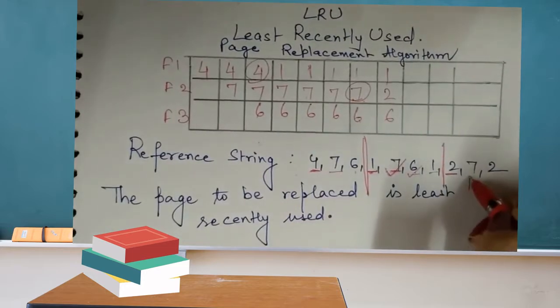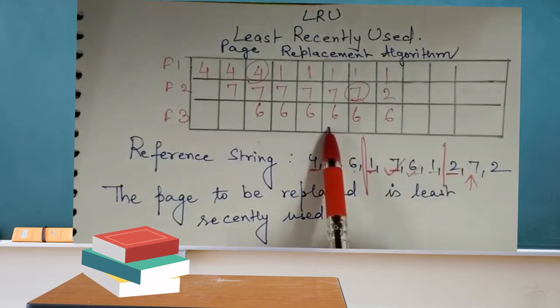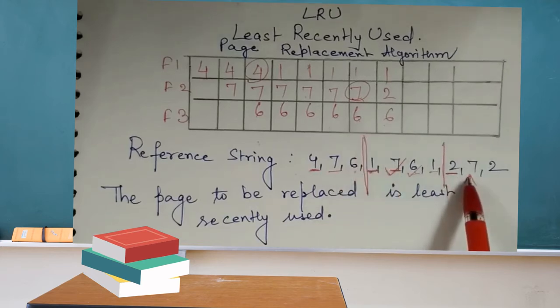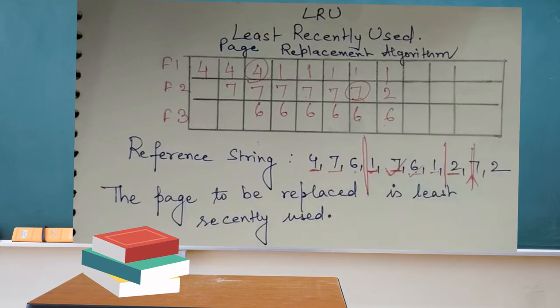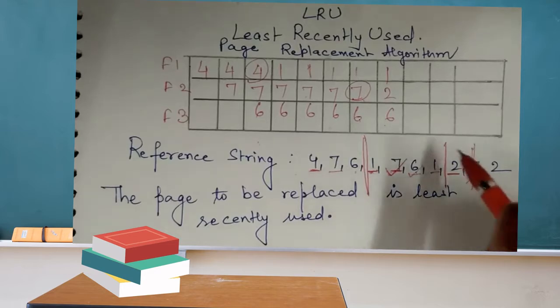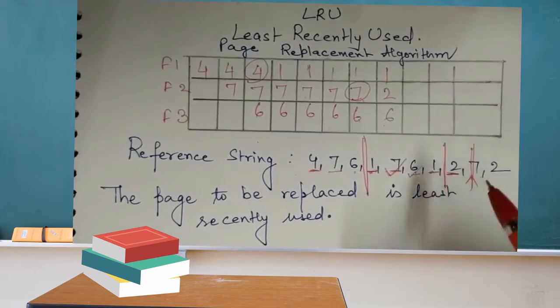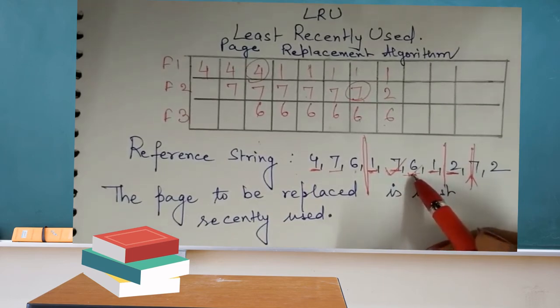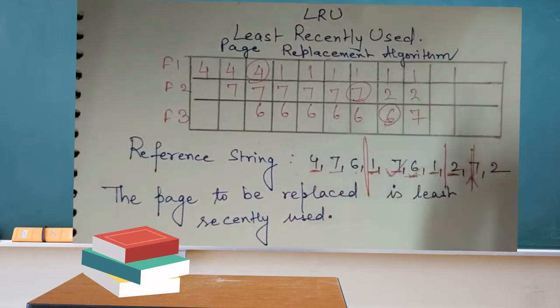Let's come to the next element 7. Again we'll check whether 7 is present in the memory or not. 7 is not present, so we would be going for replacement. First we'll check which of the pages have been used recently. So out of 1, 2 and 6, 2 has been used, 1 has been used, so the next is your 6. So 6 is the page that we need to replace. So 6 will be replaced with 7, giving 1, 2 and 7.